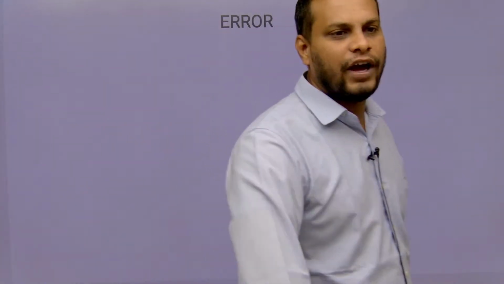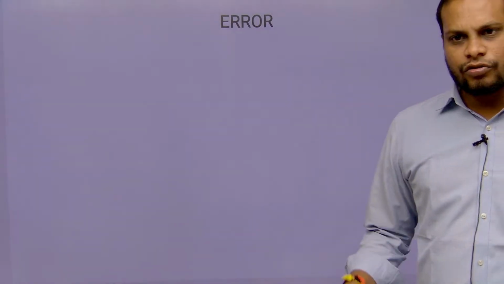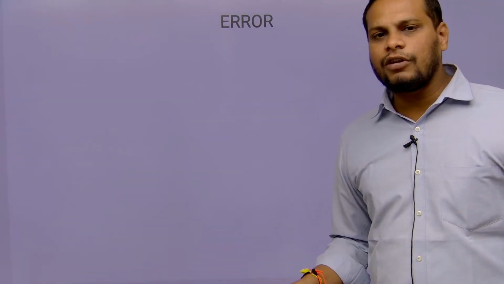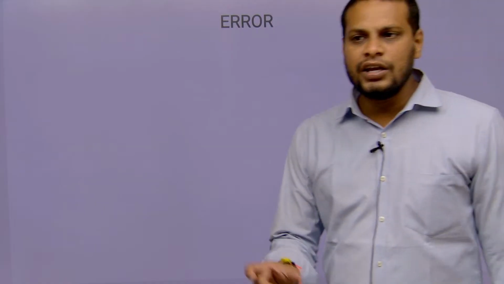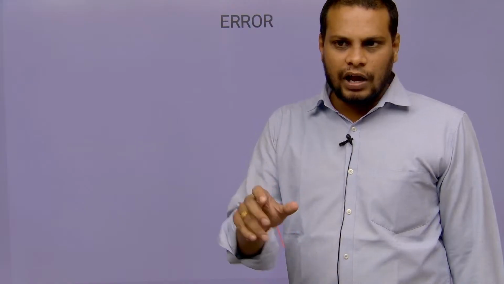Understood, or the true value. Okay, so error is the deviation of the observed value from the true value, or mathematically we can say the difference between the observed value and the true value.